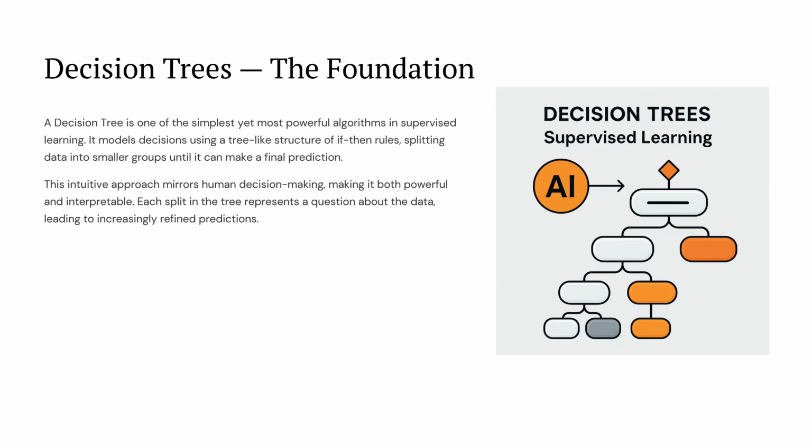Decision trees are the foundation of many AI models. They work like a flowchart, asking questions at each step and splitting data into smaller parts. Each split helps the model make smarter and clearer predictions, just like how humans make decisions step by step.